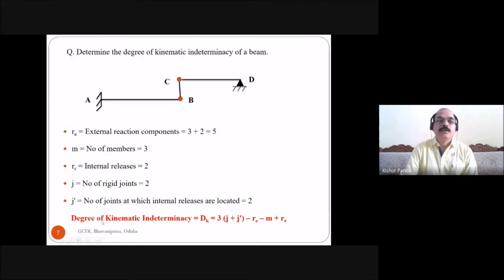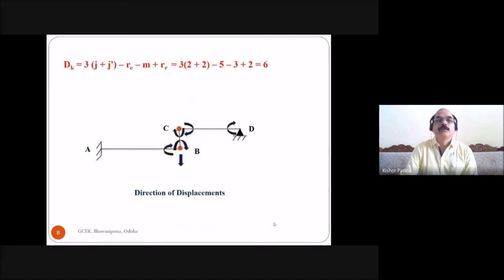Then find out the degree of kinematic indeterminacy using this formula: 3J plus Z dash minus RE minus M plus RR. That is 2 plus 2 minus 5 minus 3 plus 2, which is equal to 6. So the degree of kinematic indeterminacy of the beam is equal to 6.